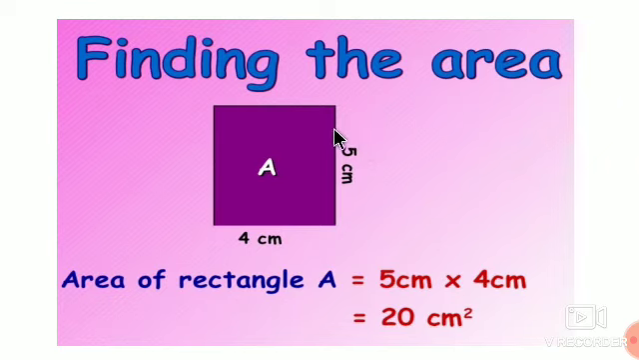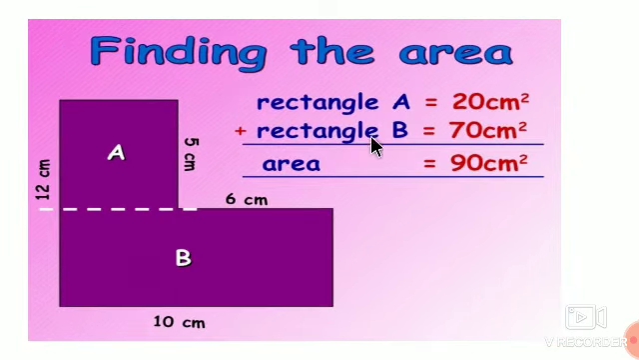One more example. Length is 5 centimeter and breadth is 4 centimeter. 5 into 4, 20 centimeter square. Now this is the irregular shape again. So if such shape is given, then we have to divide that figure into the regular shapes. So we will get two parts, part A and part B, and they are rectangles. So we can name them rectangle A and rectangle B.